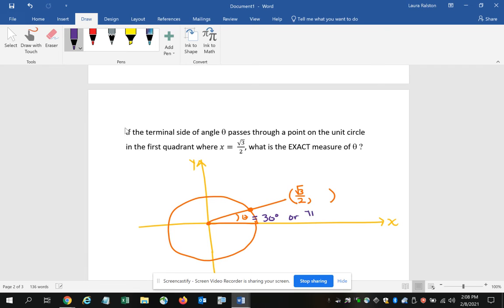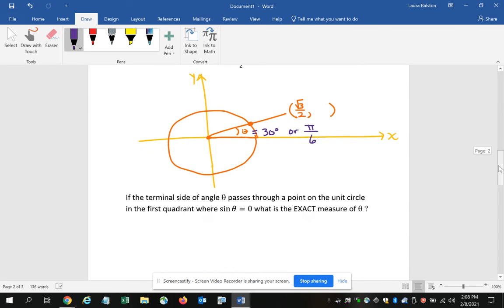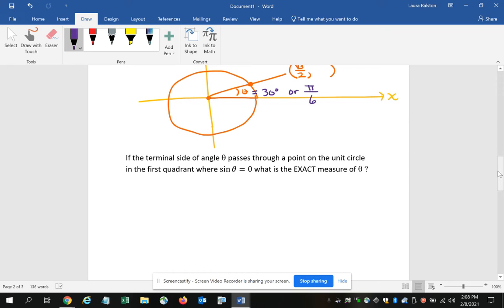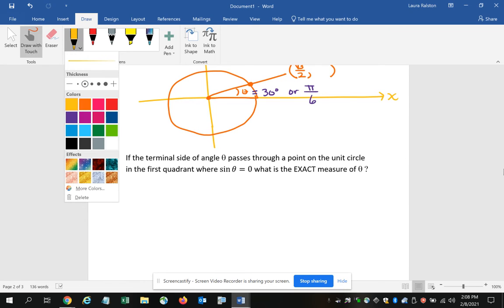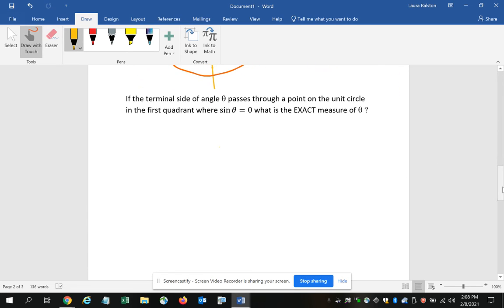or pi over 6. Now, there is a small version of the unit circle on the formula sheet for the final exam, so it's not a necessity that you memorize the unit circle. It's helpful. It cuts down on some of the back and forth, but you will have one to reference on the final exam. So let's look at another one.